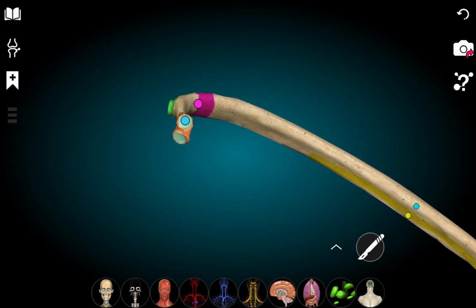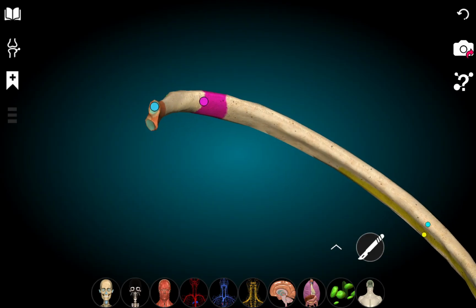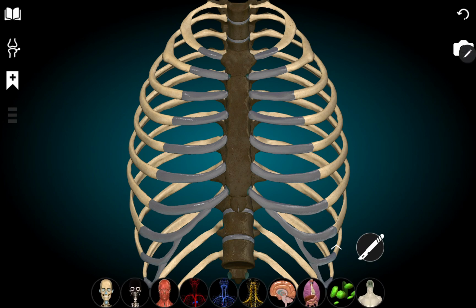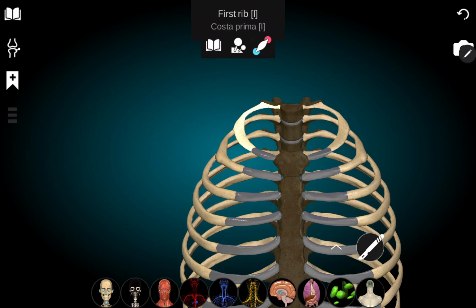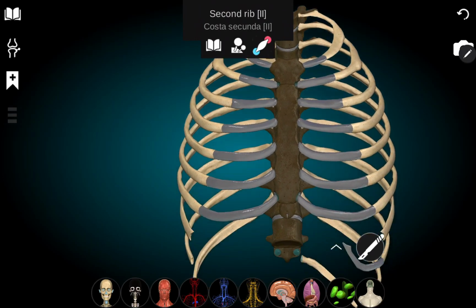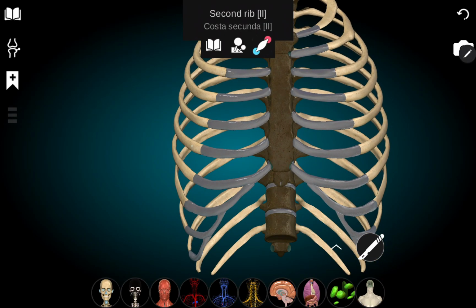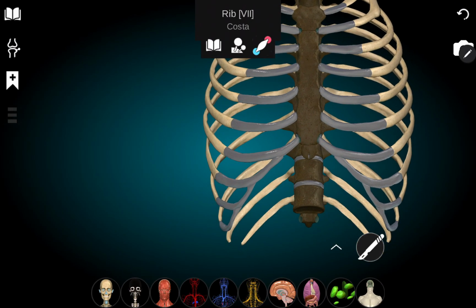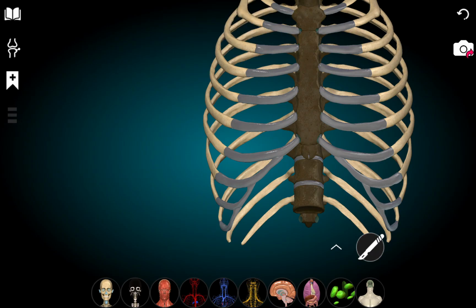They are also classified into three types based on their attachment to the sternum. First one is true ribs, that is first to seventh ribs, and second one is false ribs. Here you can see this is the first rib, second rib, and here at the seventh, sixth rib, and this is the seventh rib. After the seventh rib, there is the start of false ribs, that starts from 8th to 10th ribs, and after the 10th rib we have floating ribs, the third type of the ribs.